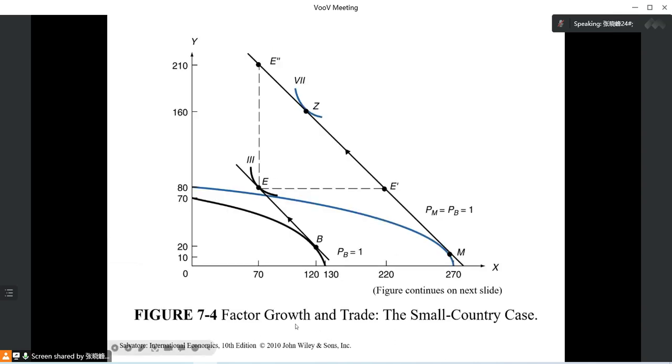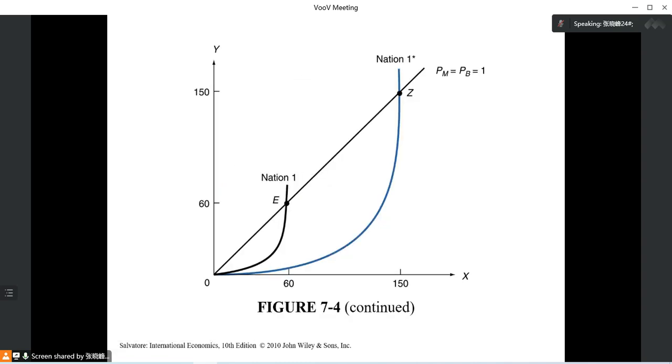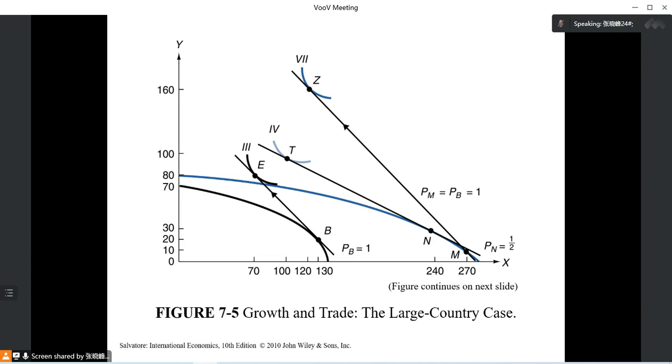We can see the factor growth and trade in the small country case. International trade often does good to the small country. And this is nation one and the expansion of its production frontier. This is the large country case.